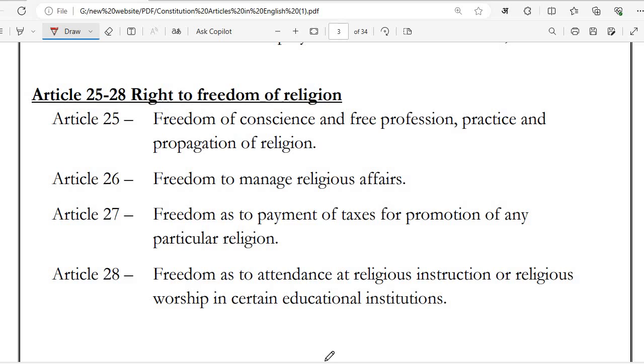Article 26, freedom to manage religious affairs. Article 27, freedom as to payment of taxes for promotion of any particular religion. Article 28, freedom as to attendance at religious instruction or religious worship in certain educational institutions. It means if any educational institution is funded by the central or state government, then the institution cannot compel a person to take religious education, because it is not purely a religious organization, as the government is one part of it.